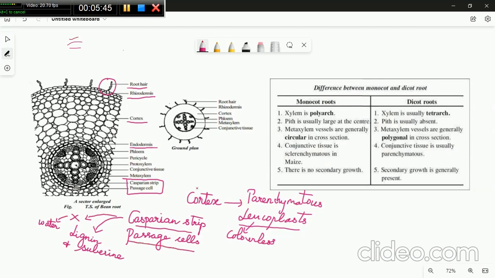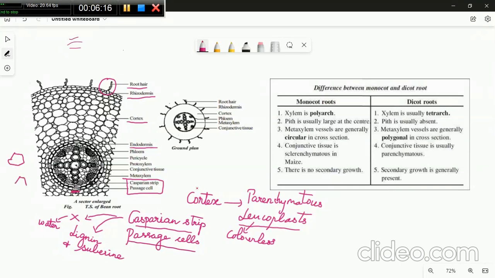Now what about these passage cells? These passage cells, as the name suggests, easily allow the water inside the endodermis. Okay, so these are the passage cells. So they easily allow the water inside the endodermis. Now if we look closer into the endodermis, what kind of structure is present? So see here, there is a certain kind of structure which is polygonal in shape.